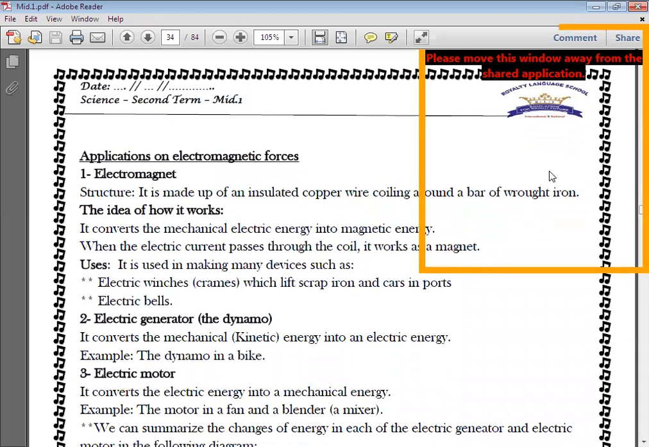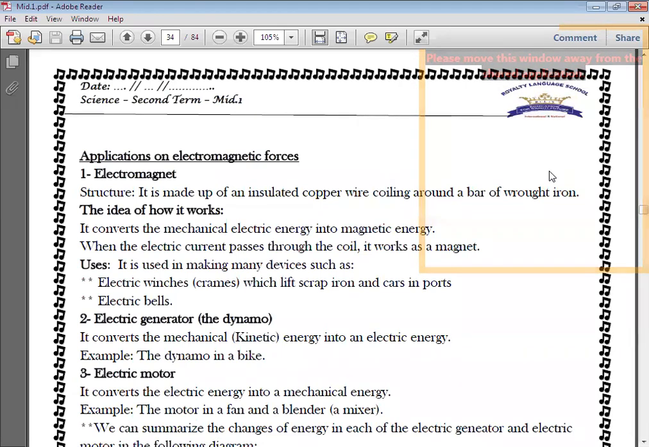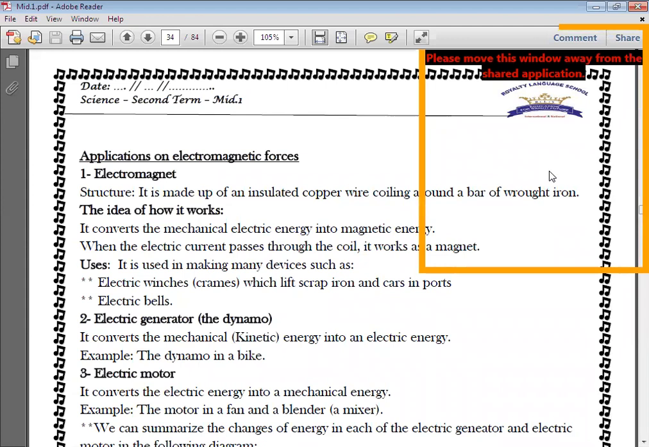We have another application which is called the electric generator or dynamo. Dynamo converts kinetic energy, mechanical energy, into electric energy. When we move a copper wire around the magnet, this kinetic energy is changed into electric energy.